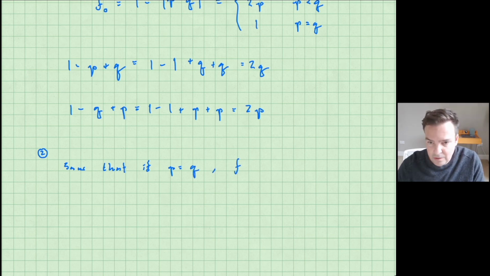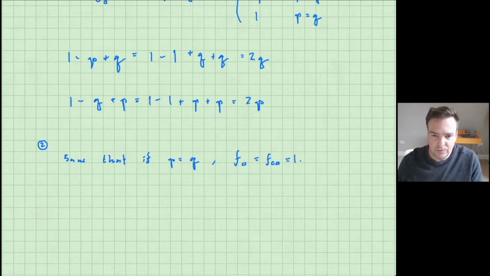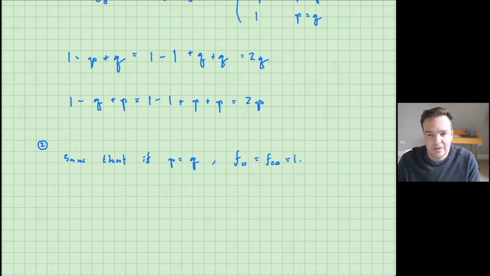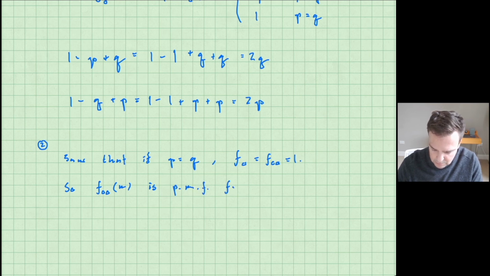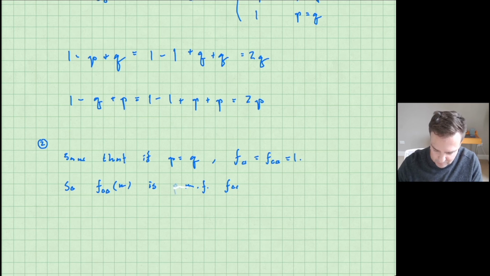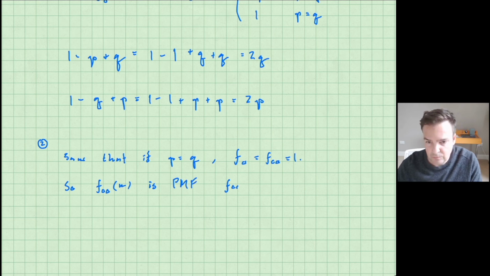then we've got F0, which is normally F00, is 1. Okay, so if this is true, it means that we can treat the F00 of n as a probability mass function for the recurrence time.